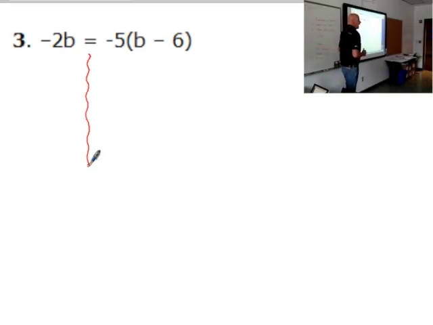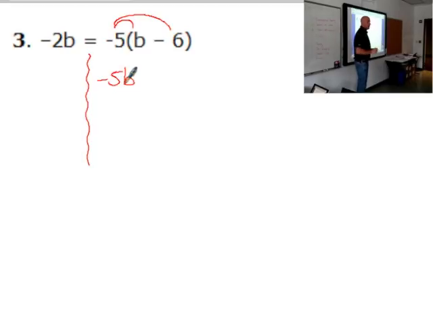On the right-hand side, do we have parentheses? Yes. And how do we break those parentheses? By multiplying. What are we going to multiply? Negative 5. So we're going to multiply negative 5 to b and negative 5 to negative 6. What's negative 5 times b? Negative 5b.